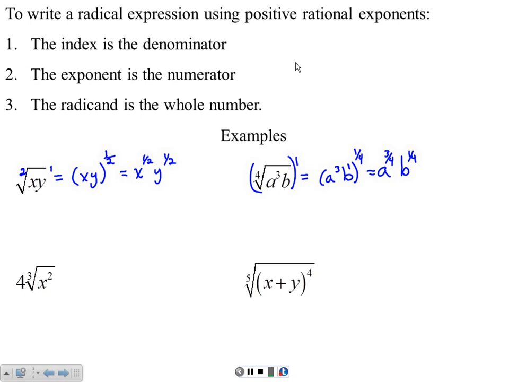So 1 times 1/4. All I did is I raised my a to the third to the 1/4. You're going to multiply 3 times 1/4 and get 3/4. And then b to the first to the 1/4 is just b to the 1/4.